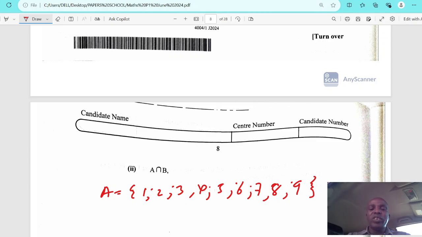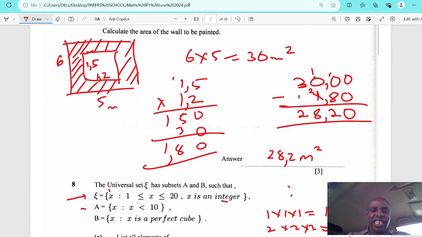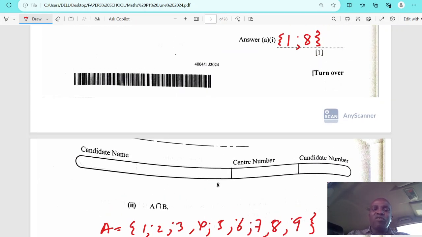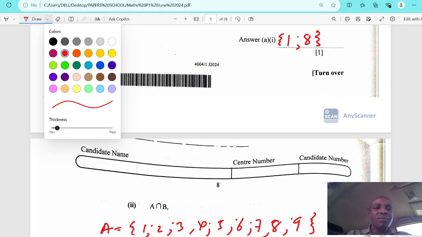10 is not included because it's less than 10 here. So 10 is not in the range, it's out of the range. Then you compare these two sets. Intersection means what is common or found in both these two sets. Like we have the values that are common.